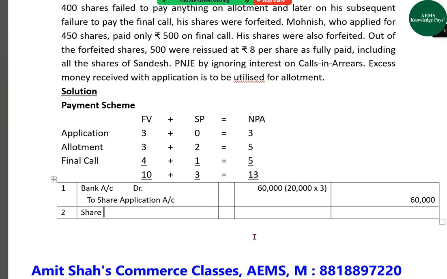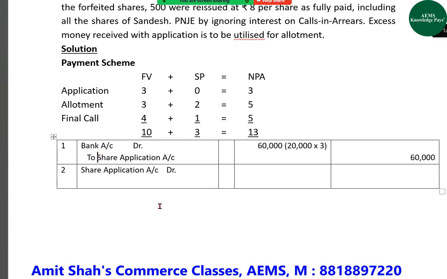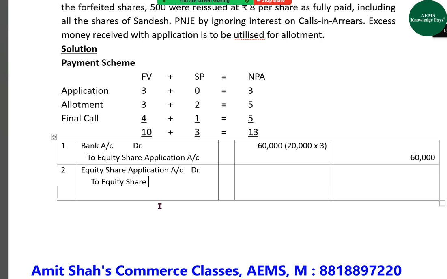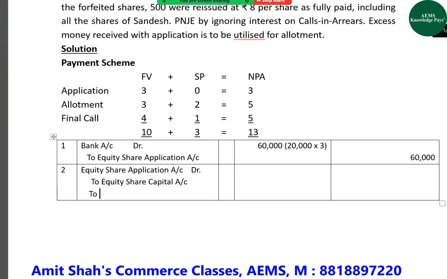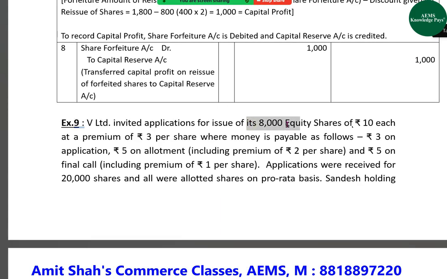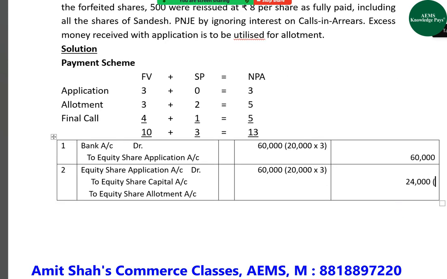Next would be share application account debit to equity share capital account and to equity share allotment account. The number of shares to be allotted is 8,000 and the face value on application is rupees 3. So 8,000 into 3, that is 24,000, will go to share capital.